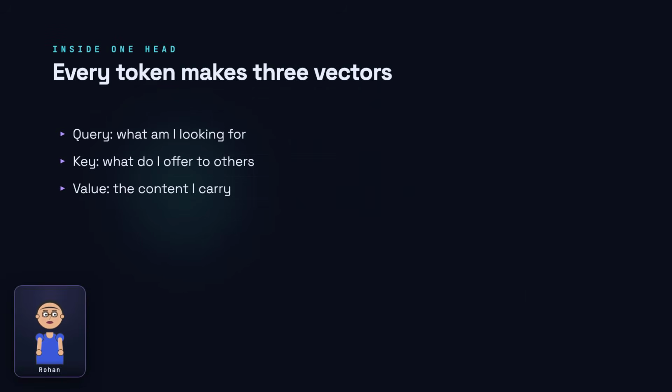A token is one chunk of text, like a word. Inside a head, every token produces three vectors by multiplying its embedding with learned weight matrices. The query says what this token is looking for. The key advertises what a token offers. And the value is the actual content it will pass along. Queries and keys decide who talks to whom. Values are what gets sent.